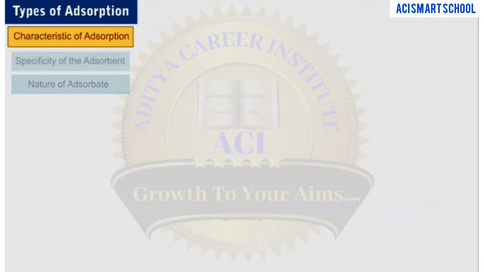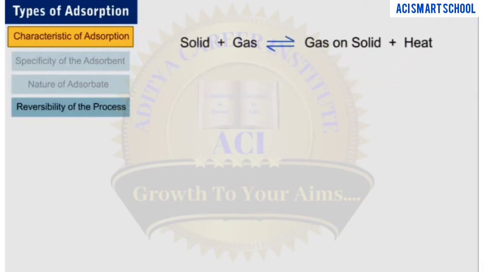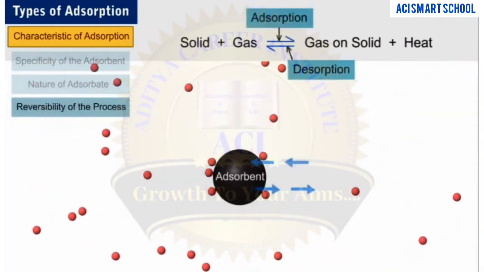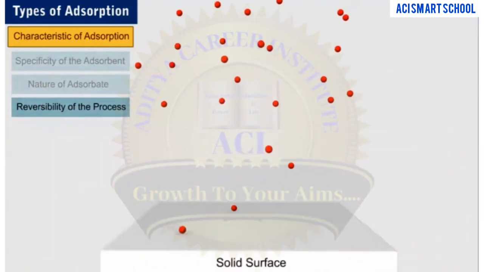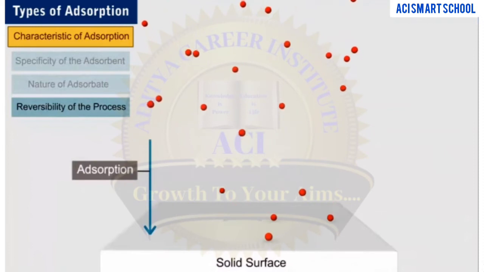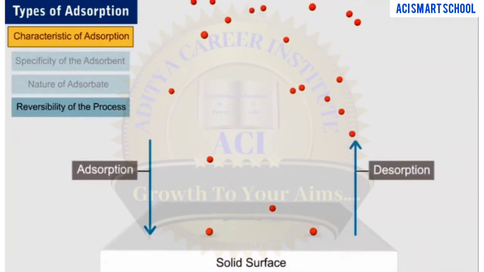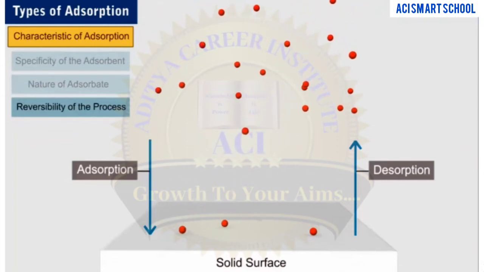Let us now discuss the reversible nature of the process. Like any other equilibrium, adsorption is a process involving true equilibrium, with adsorption on one side and desorption on the other. The two opposite processes include the adsorption of gas molecules on the surface of a solid and desorption of gas molecules from the surface of a solid into a gaseous phase.